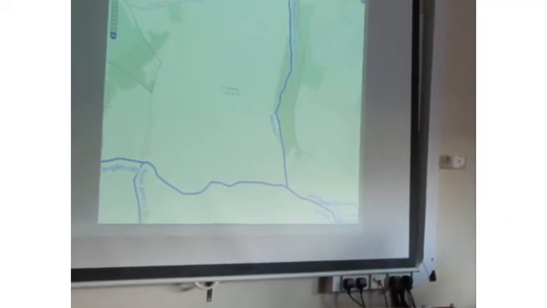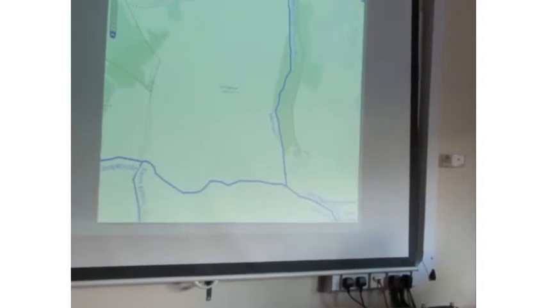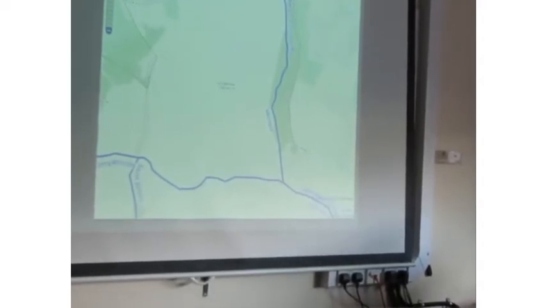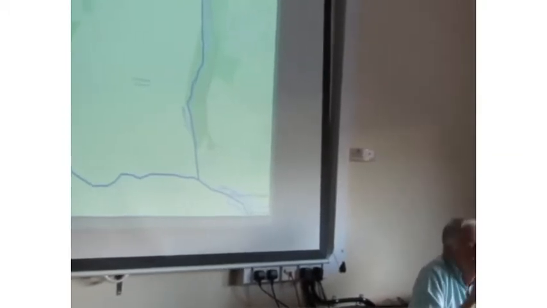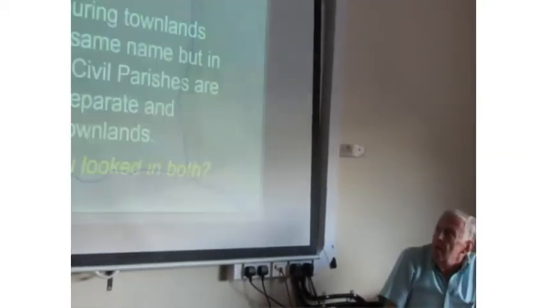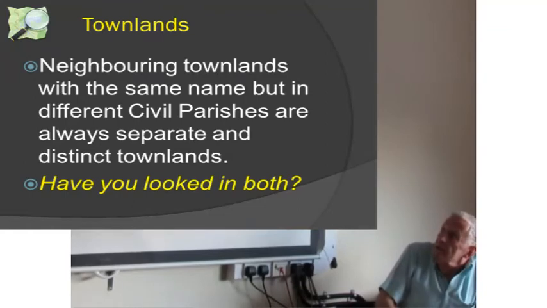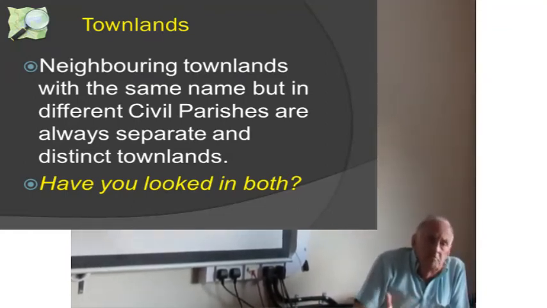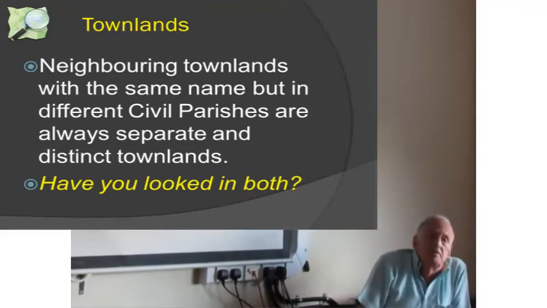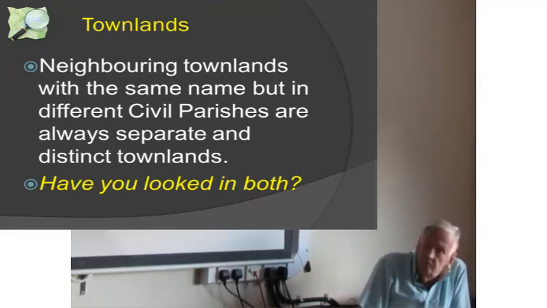So if you're looking up records for people, you need to be careful. Are the records you're looking at dated before an amalgamation or after an amalgamation? It's another hazard. You're used to hazards. That's just to say that ones that are adjacent could be in separate civil parishes if they have the same name. You want to be careful to look in both of them.